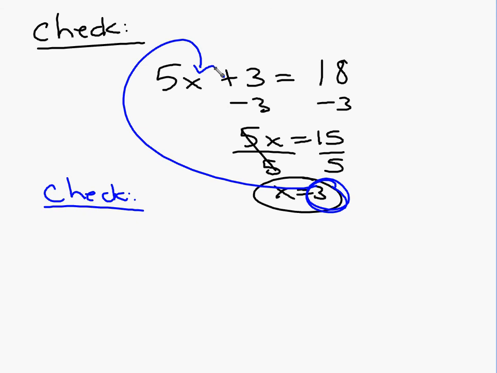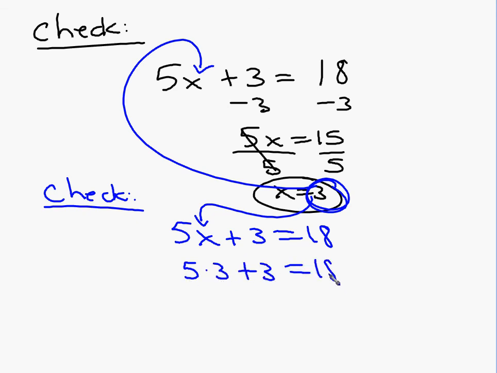So I said x is 3, so let's try it. My original problem was 5x plus 3 equals 18. So if I put this 3 in right here, does 5 times 3 plus 3 equal 18? What's 5 times 3? 15. Does 15 plus 3 equal 18? Yes, it does. It checks out. That means I know my answer is correct. All right? You can always do that. You could even do that mentally if you're careful with it. And that's how you check a solution. And we're going to stop there for today.